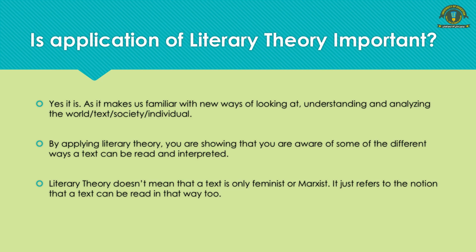Literary theory does not mean that a text is only feminist or Marxist. It just refers to the notion that a text can be read in that way too. A literary theory does not only present the lens of feminism or Marxism; rather, we have so many other lenses to which we can always refer whenever we need, and we can read and analyze the text by making use of those various lenses, which can be a structuralist lens or post-structuralist, a post-colonial or a formalist lens.